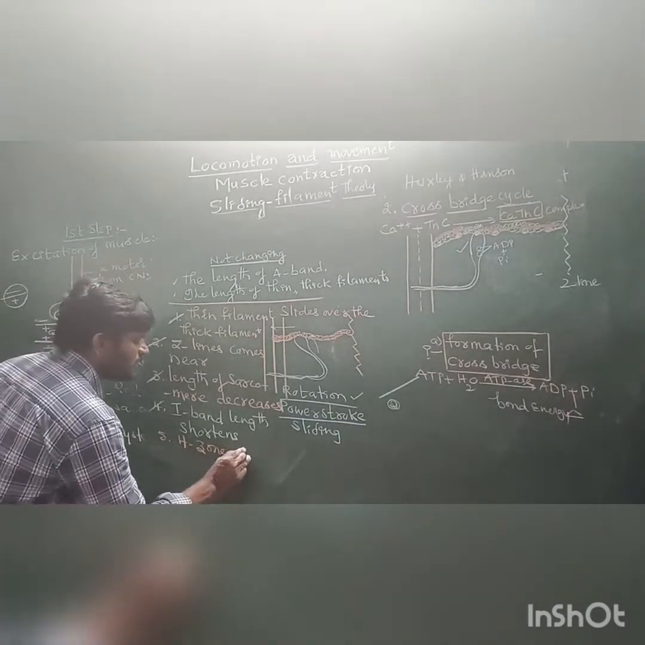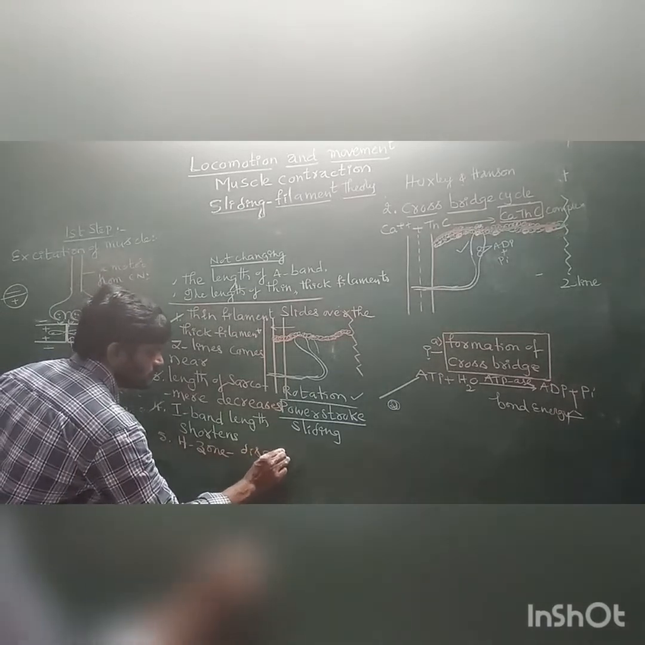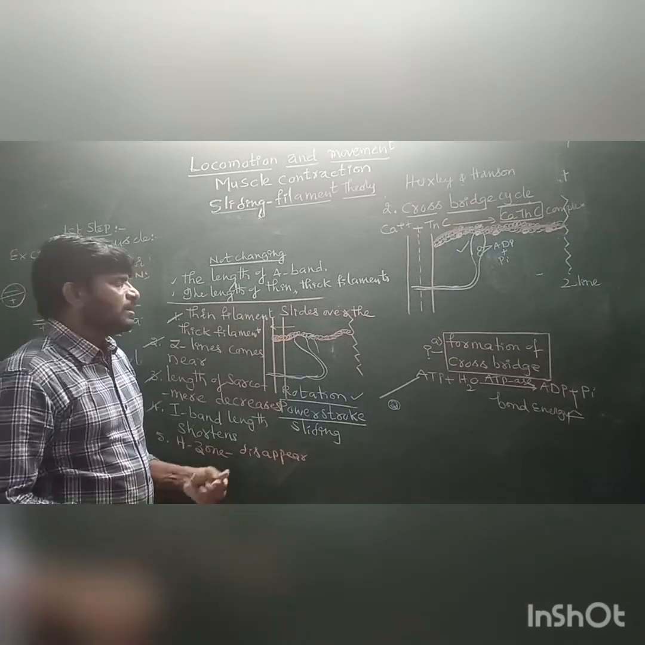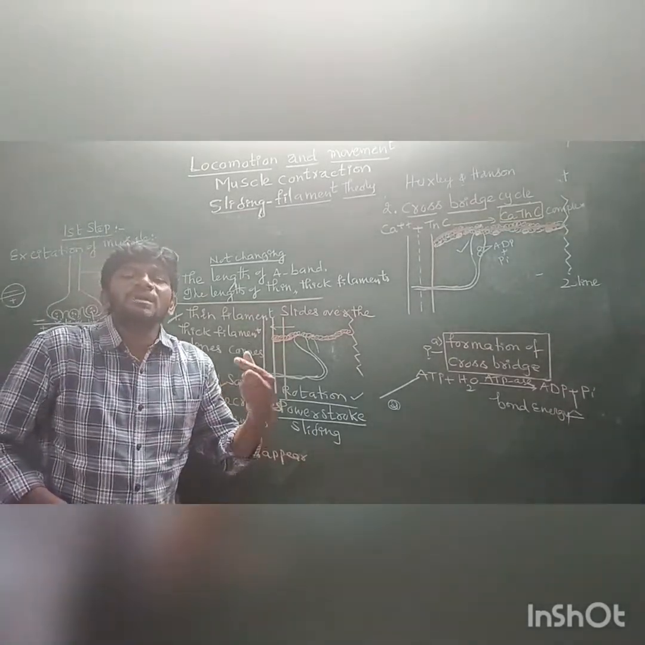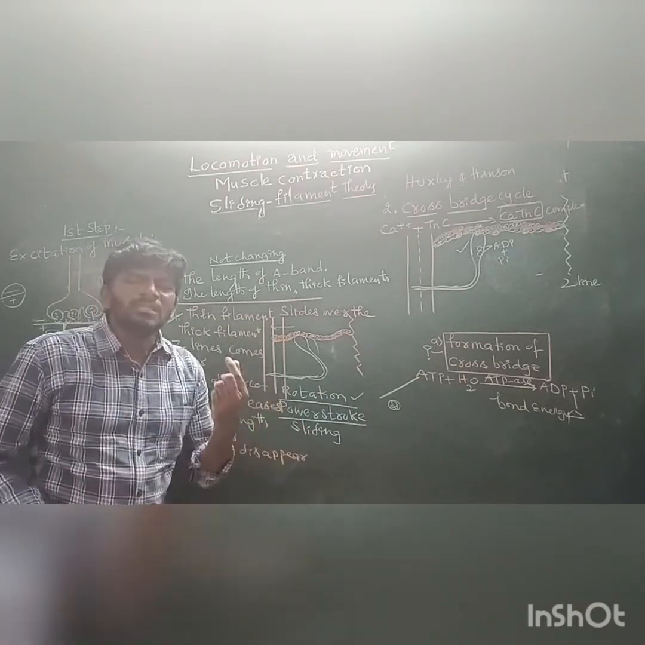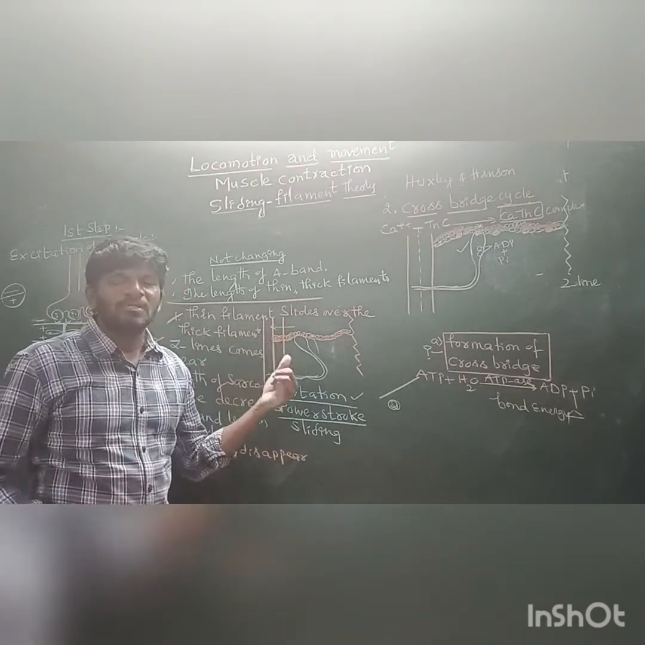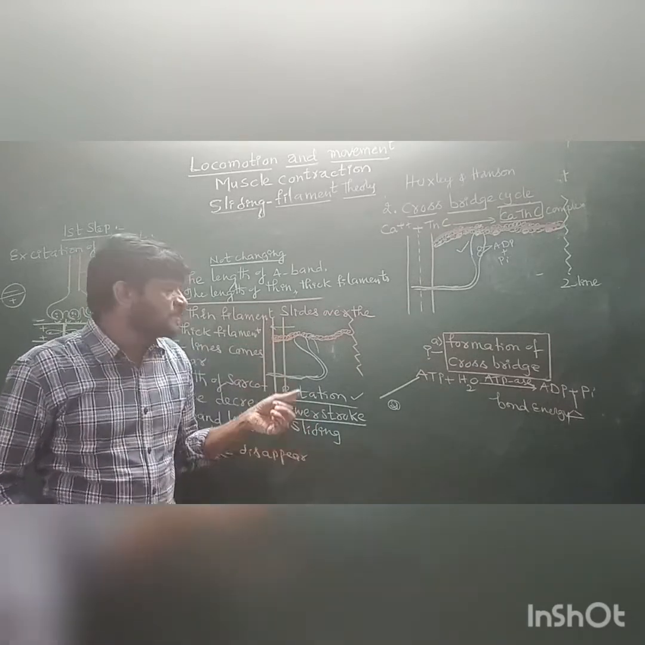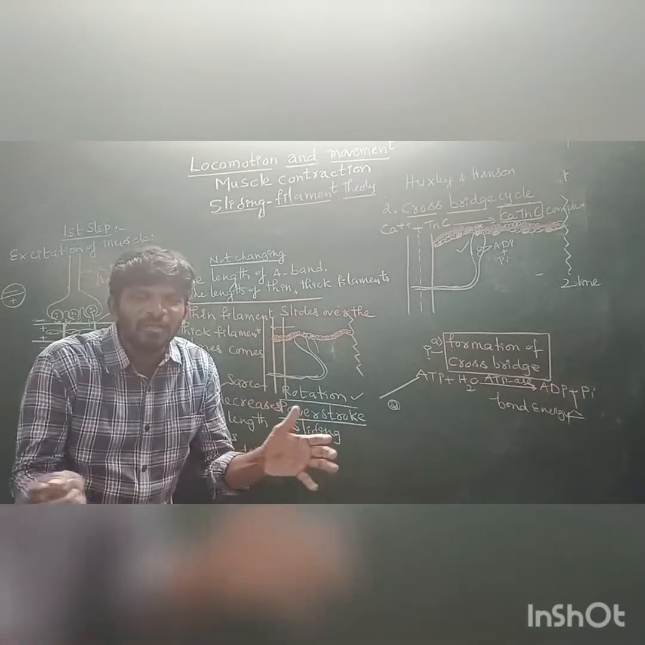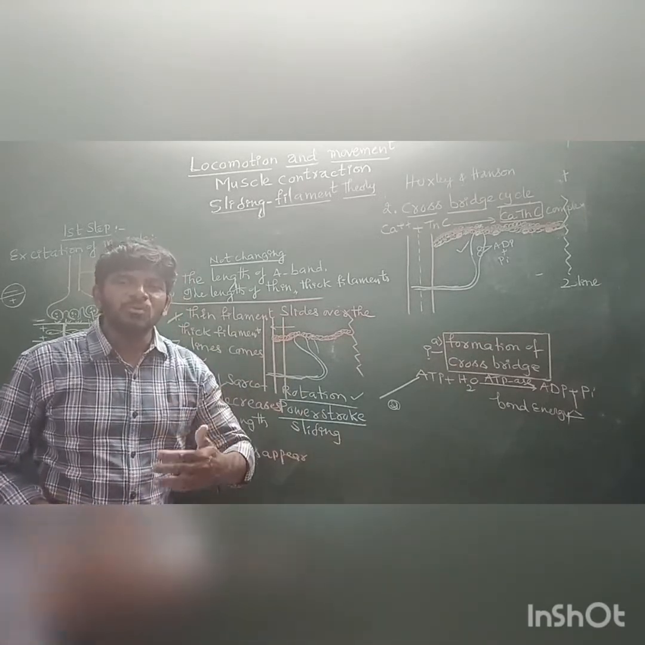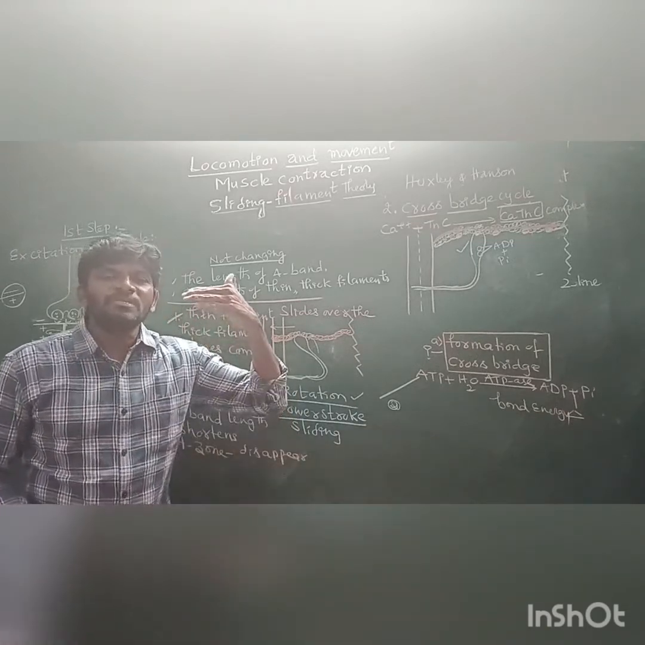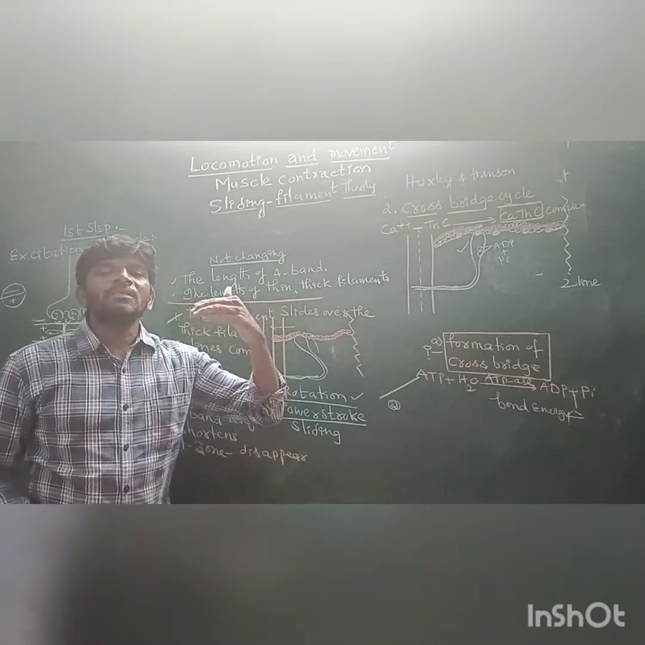This is the H zone and the M line. Here are the neck, the tail, and this is the head of the myosin. A new ATP binds here. When the ATP binds, the bond between the actin and myosin becomes weaker and they get separated. But still, the thin filaments are present inside the H zone.